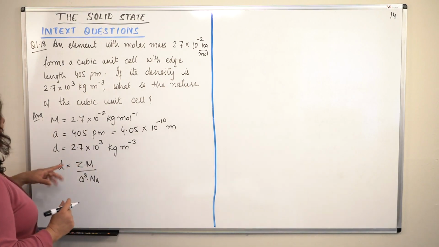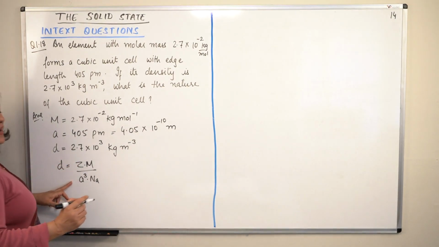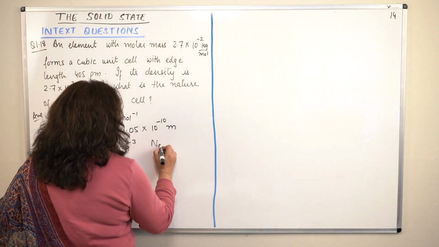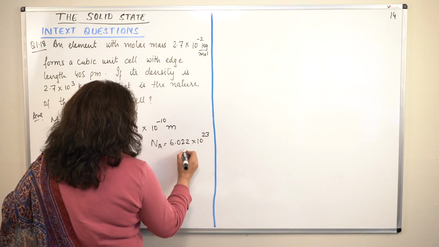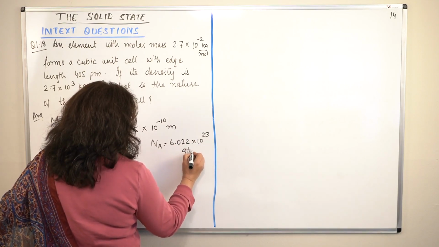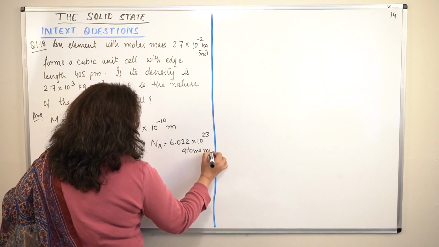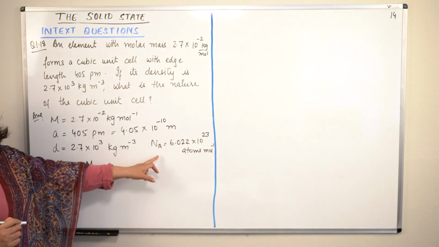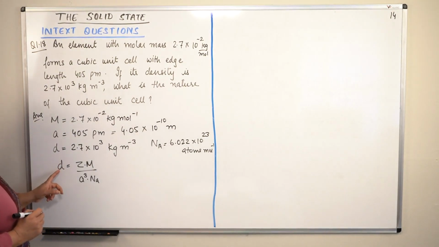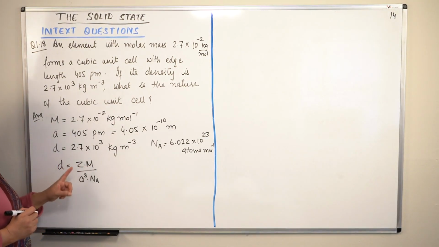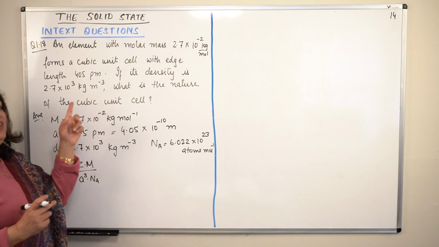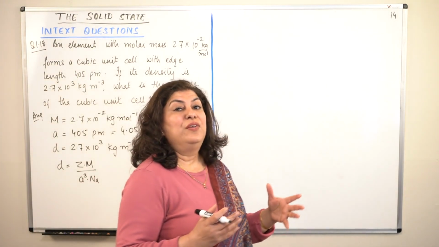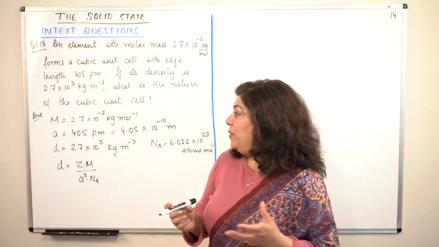So in this, we know D, and we know the value of Na. It's a constant, we already know it. Na is 6.022 into 10 to the power 23 atoms per mole. And we are given D, we are given M, we know A, so we can find A cube, and we are supposed to find out the value of Z, because the value of Z will give us an idea of the kind of cubic unit cell it is.